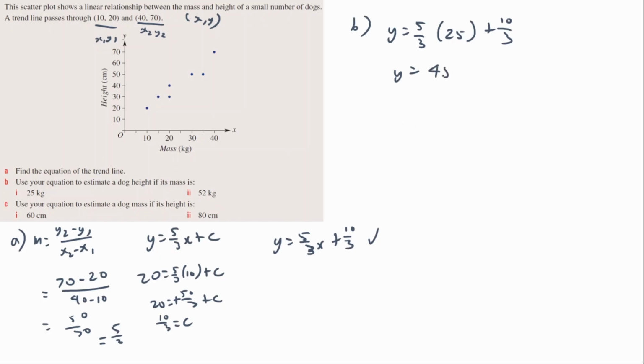So just make sure you're writing your full answer in words. So your answer will be 45 centimeters. So what this means is if the dog is 25 kilograms, it is predicted to be 45 centimeters in length. So give yourself a tick if you got that correct.